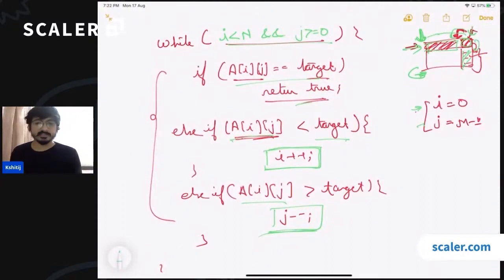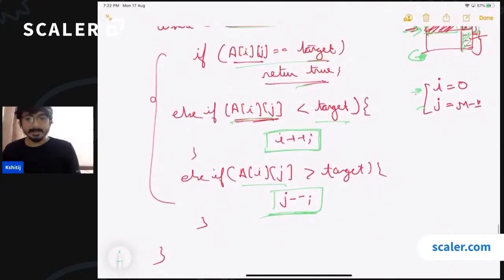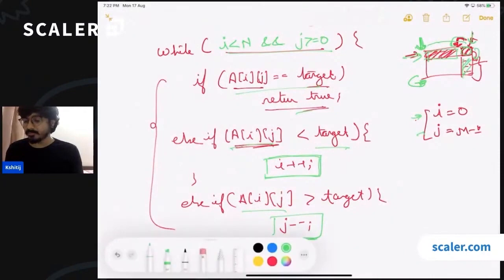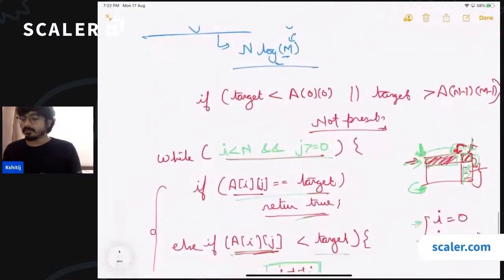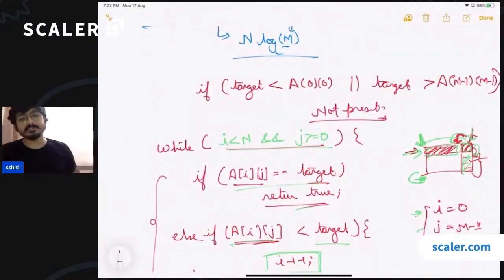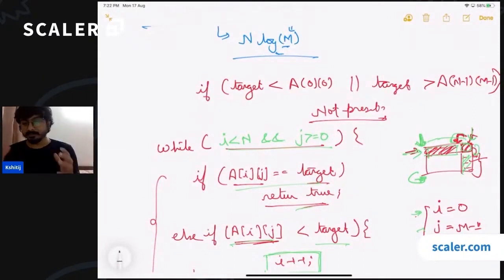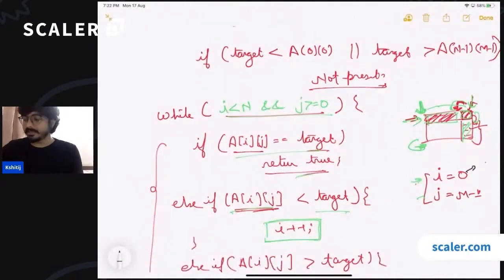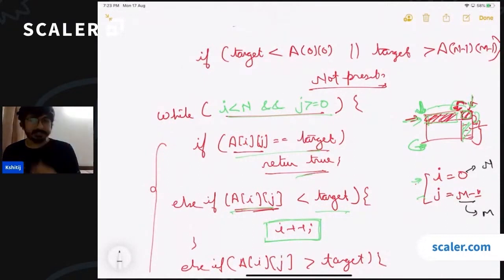What is the time complexity? Some of you are saying log of m into n. Is it log? What is the time complexity? To get to the time complexity, focus on what is the maximum number of steps that you are going to take, right? What is the maximum number of values that i and j can take? i is starting from 0, it can go till n. j is starting from m minus 1, it can go till 0. So what is the total number of combinations of these values that can be there?